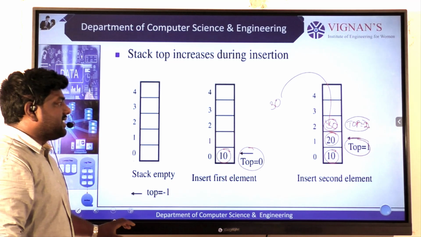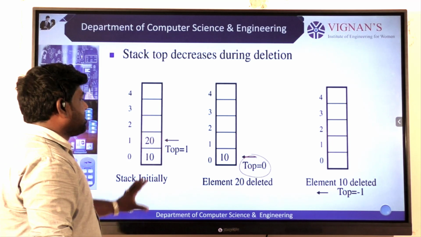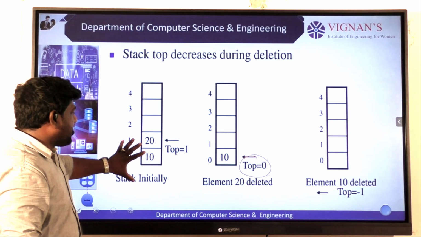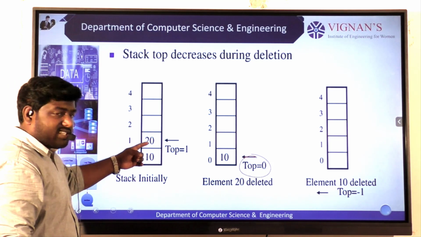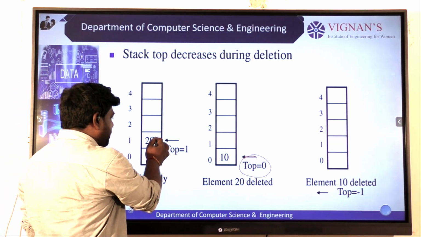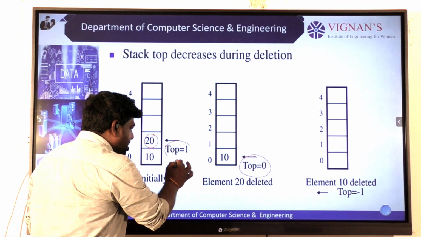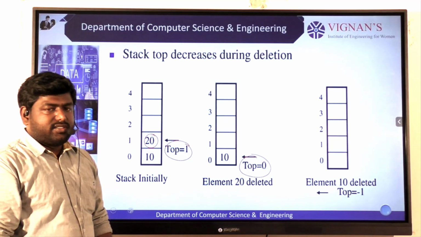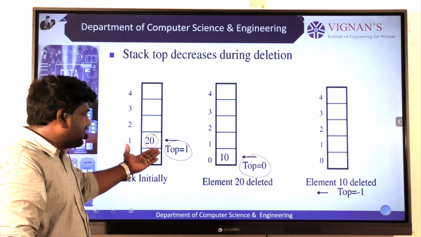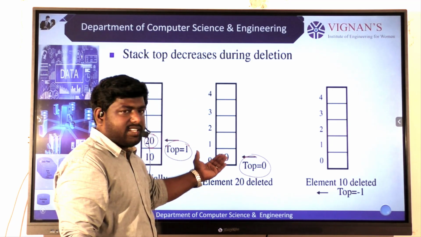Now let us see how elements can be popped out from the stack. Here is a stack which has 2 elements. The top element is 20 and the bottom element is 10. If I want to pop the element 20 from the stack, what do we have to do? We just have to decrement the top. Initially the top was 1, so after deleting the element from the stack, the top will be 0, and the top of the stack will be 10.